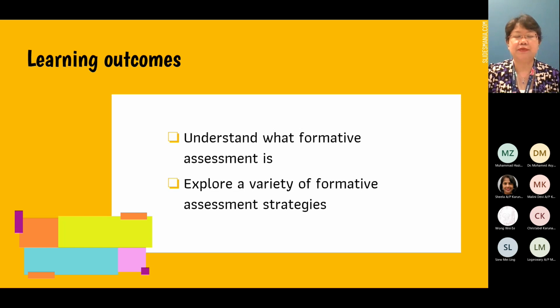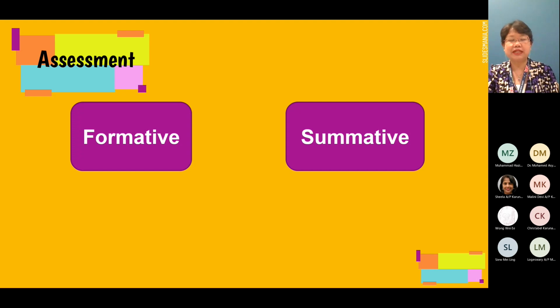All right, so the learning outcome for this workshop is to understand what formative assessment is, and to explore a variety of formative assessment strategies. Next slide. Basically just some theoretical background first. There are two types of assessments. One will be formative assessment and the other one will be summative assessment.